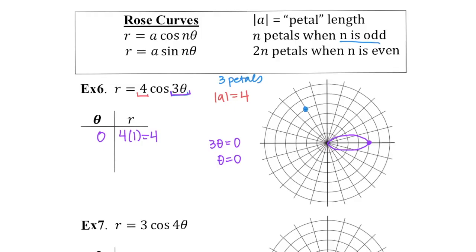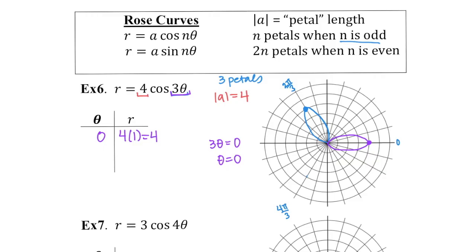I could also think of this as it's 2 pi all the way around. 2 pi divided by 3 means that at 2 pi over 3 there's going to be a petal. 2 pi over 3, now at 4 pi over 3 there should also be a petal.